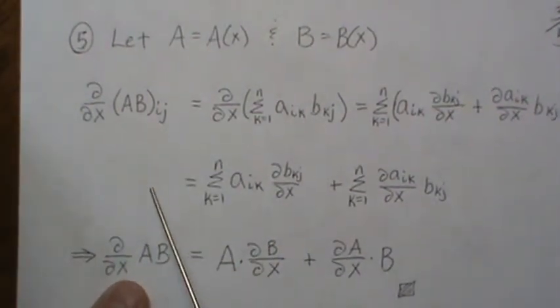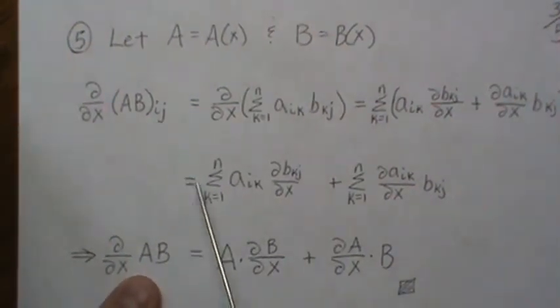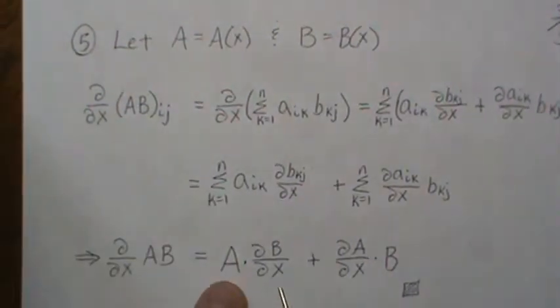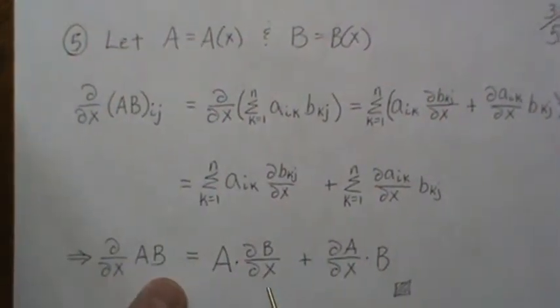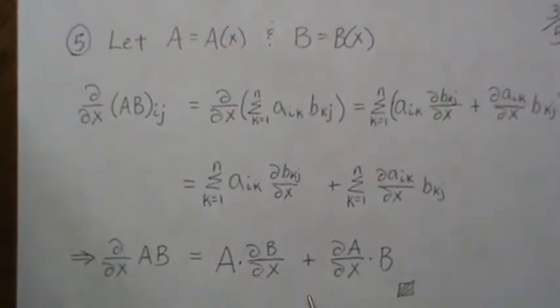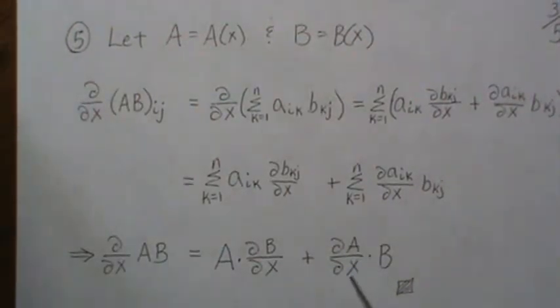So this says that the derivative of AB, we just did it for the ijth element, and then the form of this allows us to go back to matrix multiplication. So the derivative of AB is equal to A times the partial of B with respect to X, plus the partial of A with respect to X times B.